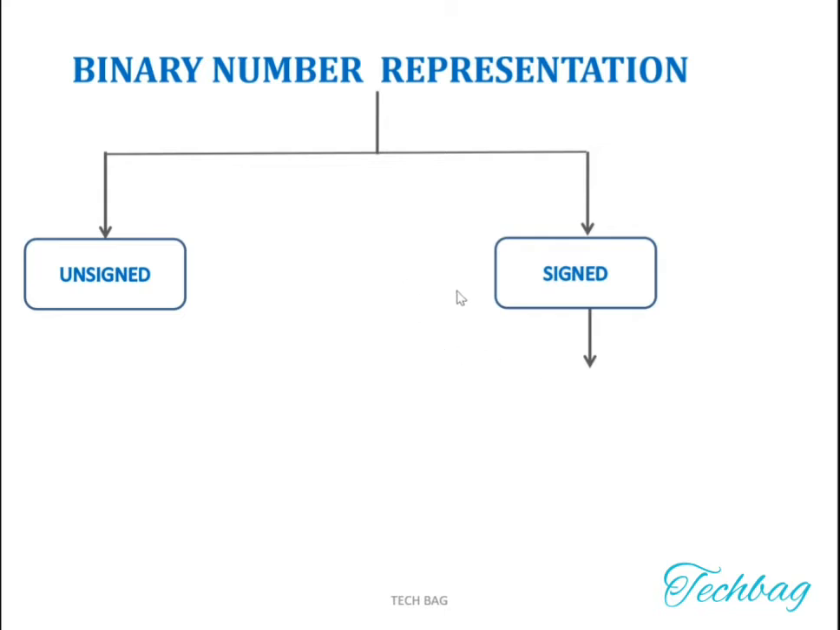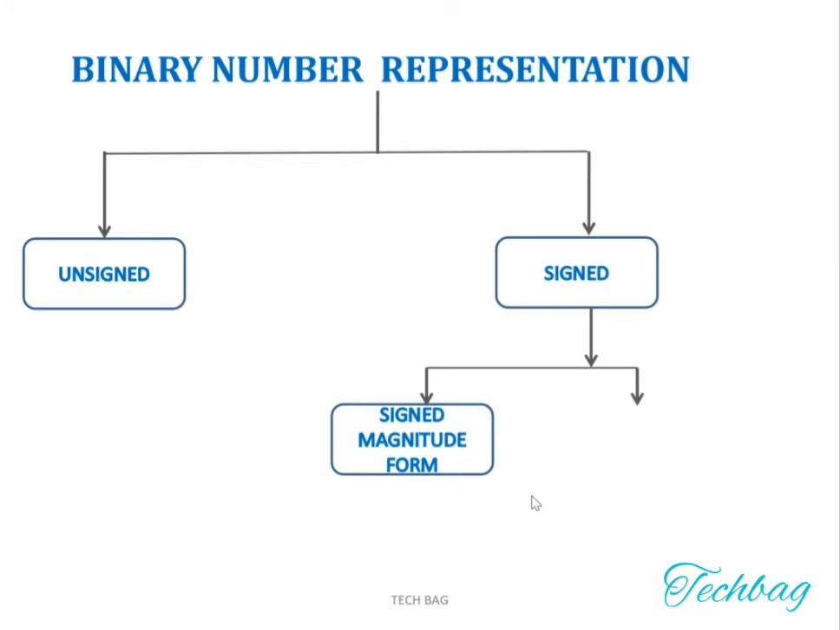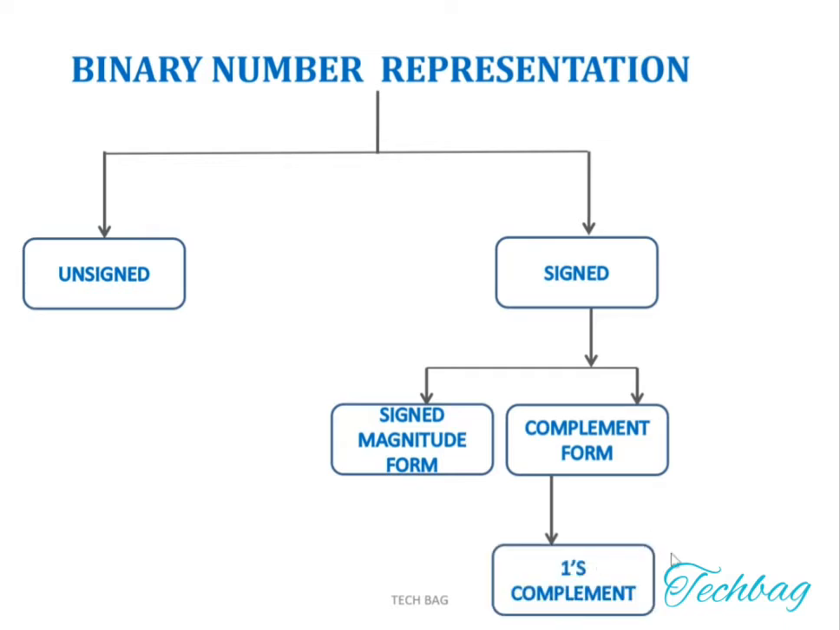In normal arithmetic operation, to differentiate positive and negative numbers, we use plus and minus signs. But in binary, everything is represented by zeros and ones. So we cannot use plus and minus signs for positive and negative numbers. So here we have to use two different forms to represent the signed number. They are sign magnitude form representation and complement form representation. In this complement form representation, there are two types. One is 1's complement, another one is 2's complement. Let us see one by one.